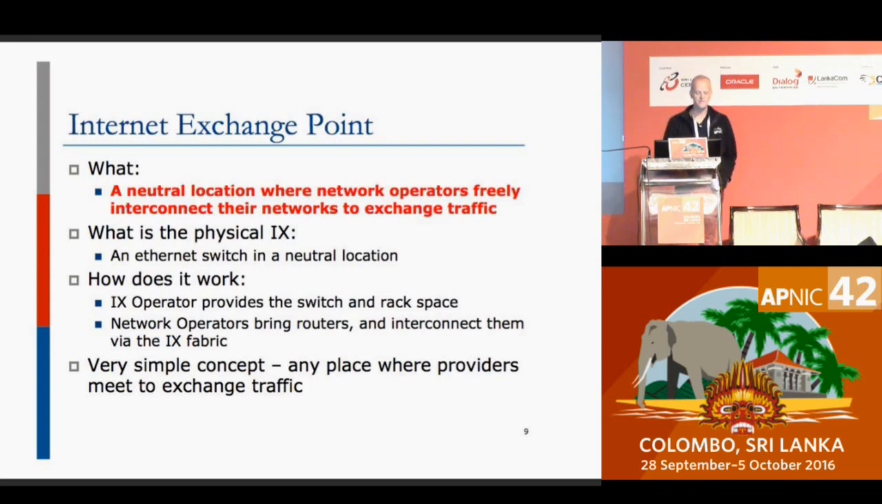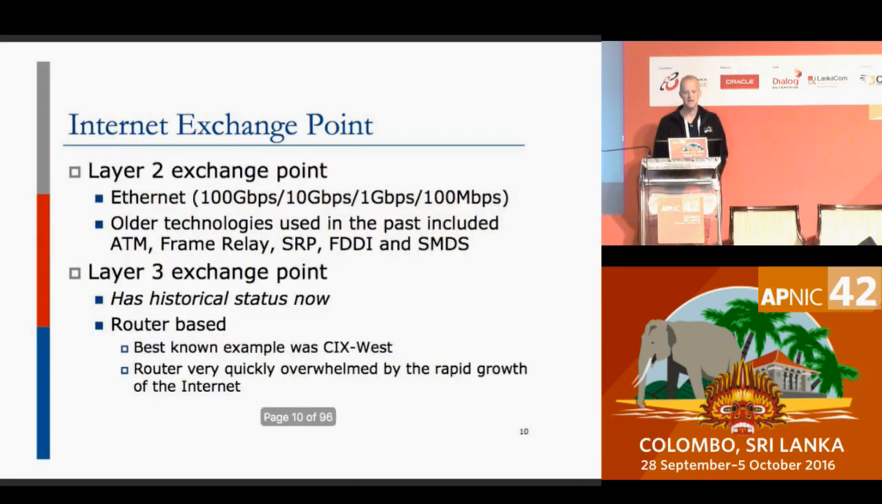Any place where providers meet to exchange traffic. So anywhere where it's convenient for a group of providers to interconnect their networks ends up being your IX. It's layer 2. It's Ethernet. 100 gig all the way down to 100 meg. Are we still doing 100 meg? And I put it in.